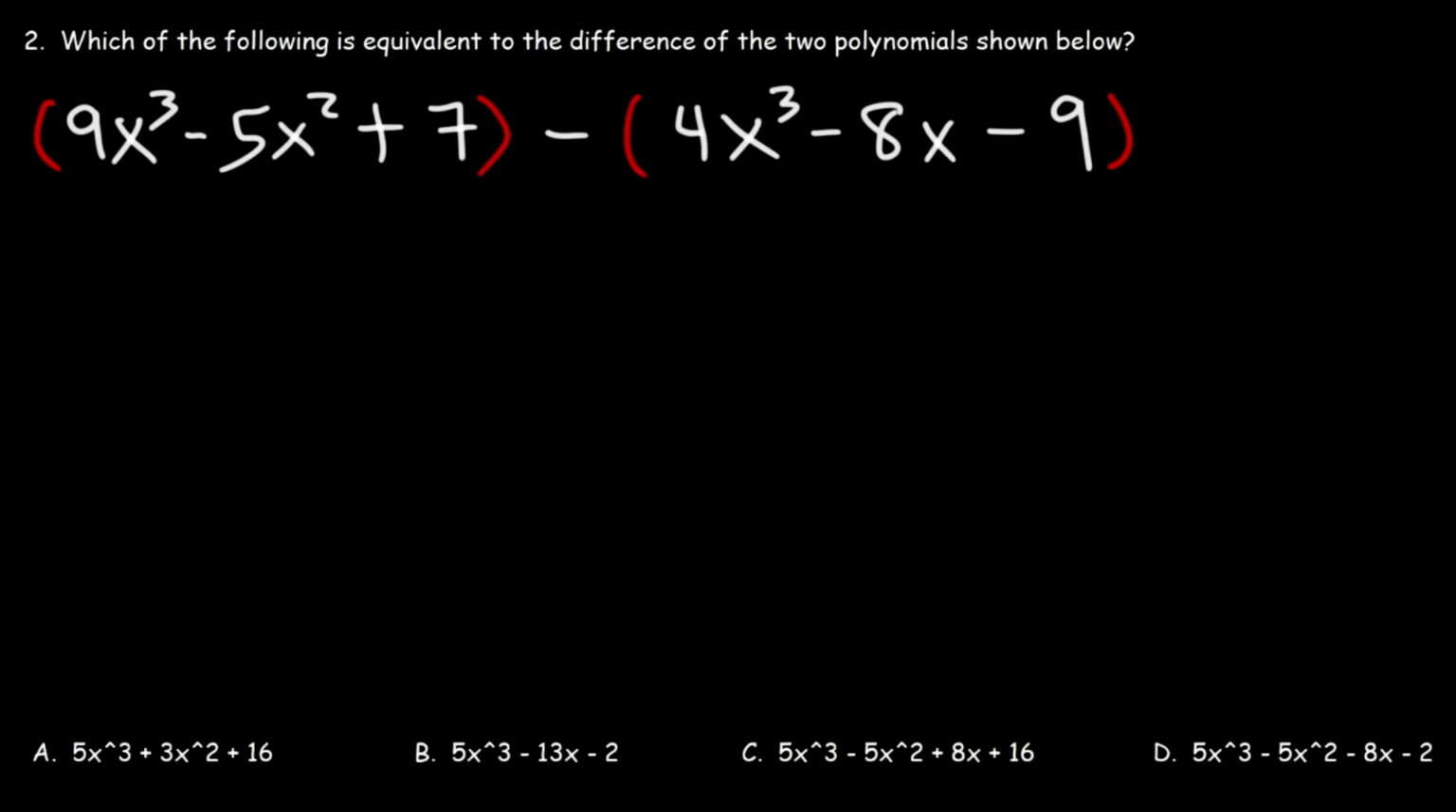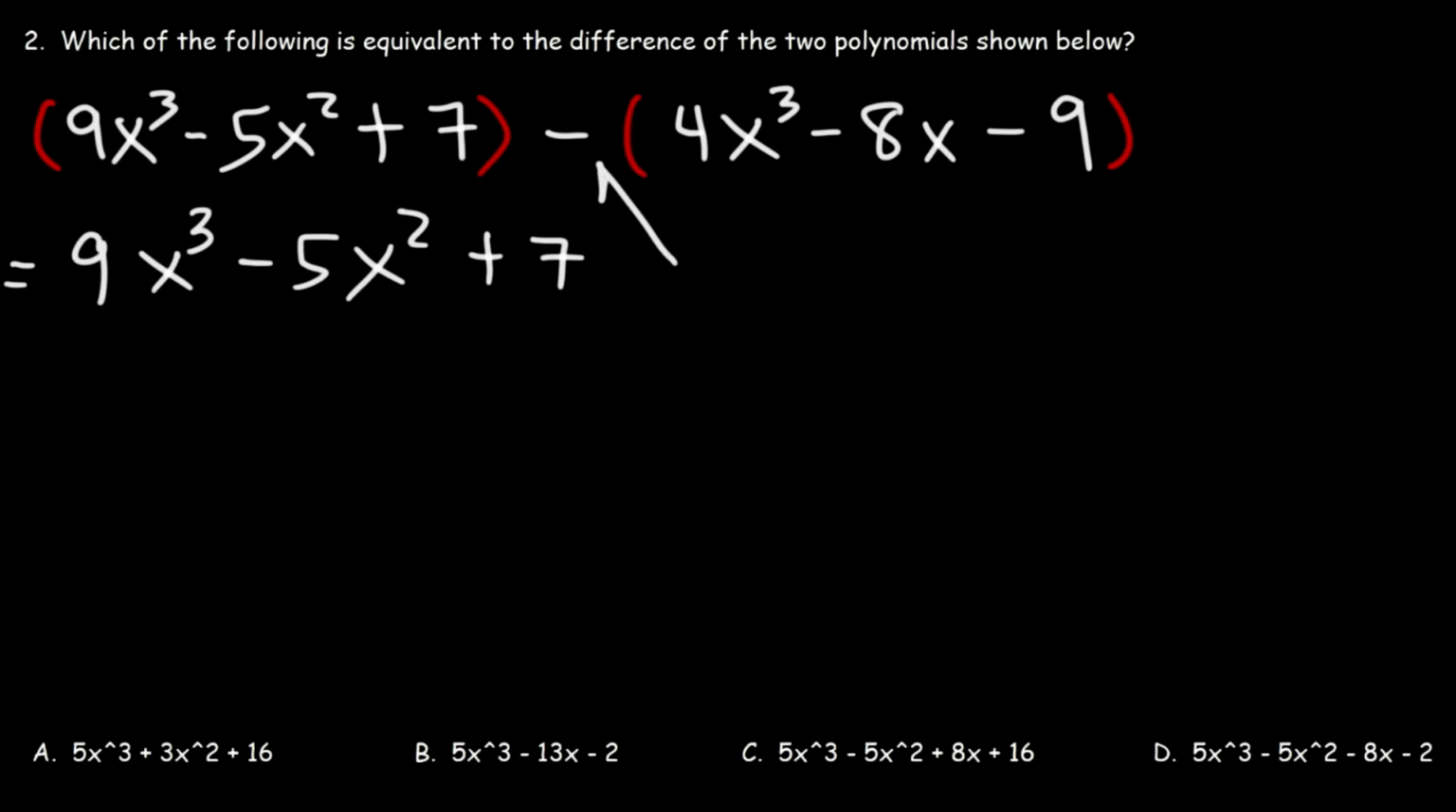Number 2. Which of the following is equivalent to the difference of the two polynomials shown below? Is it A, B, C, or D? Well, the first thing we need to do is get rid of the parentheses and distribute the negative sign. Since we don't have anything in front of the first set of parentheses, we can just get rid of it. So this is equal to 9x cubed minus 5x squared plus 7.